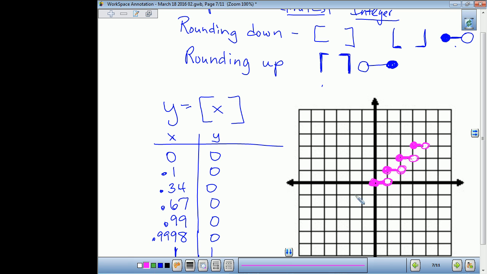Now, we could continue this pattern in the other direction. It would look like this. If we're ever in doubt, we can test a point and see if it actually makes sense. Would negative 0.5, this x value, round down to negative 1? Yes, that makes sense. So that is a rounding down function. That's what it looks like.